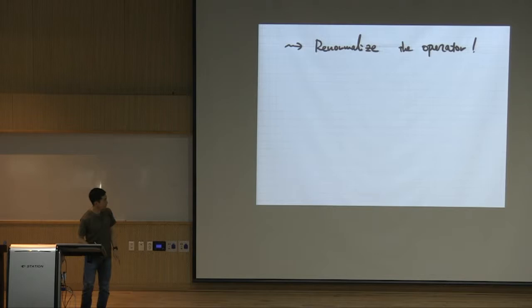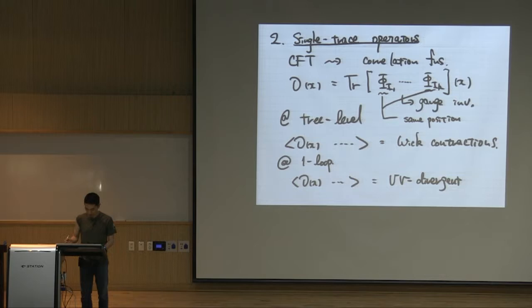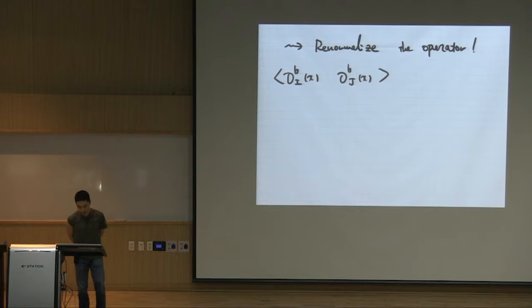So let me explain how this renormalization works in practice without going too much into detail about the computation. Let me first point out, because we need to renormalize the operator, this naive expression of this operator is not actually correct, and we should call it a bare operator. I put the index B to denote that they are bare operators. So let's take two bare operators, at x and y, and compute the two-point function.